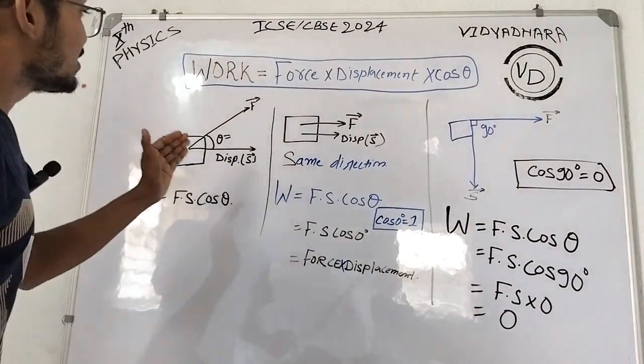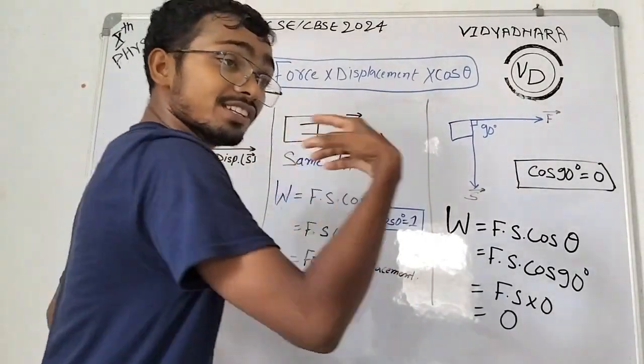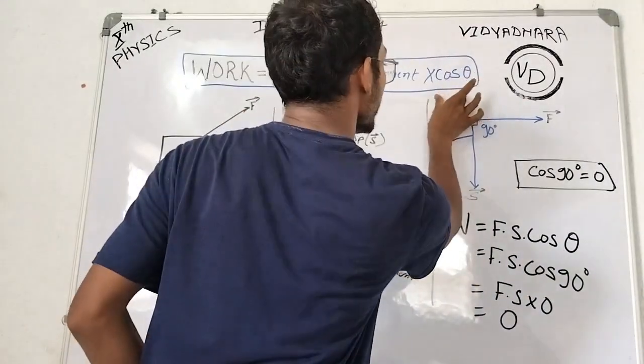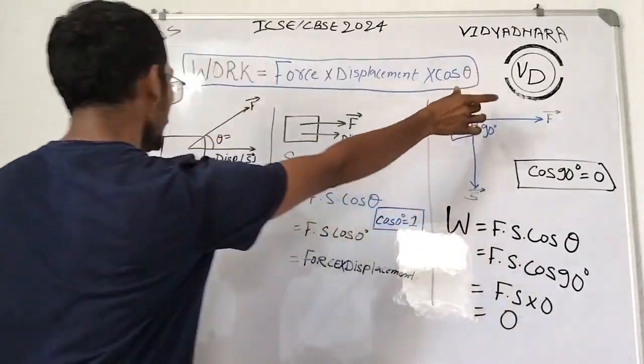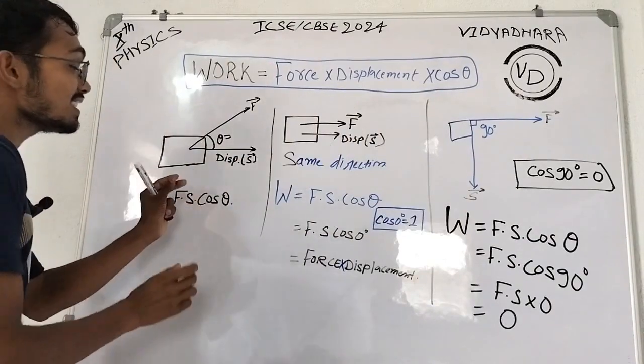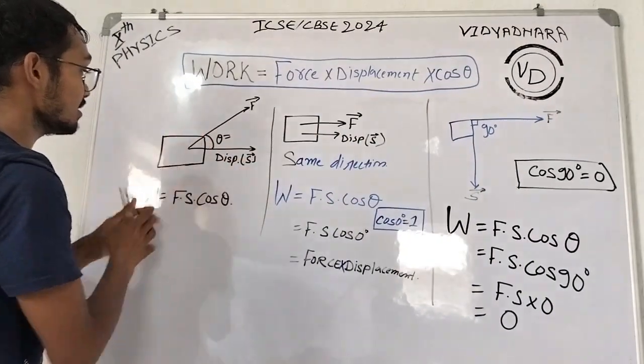Now, what is force? Applying that displacement, initial to final position, the shortest distance between them. And what is the cos theta? The new term is that cos theta. That means theta is the angle between force and displacement.